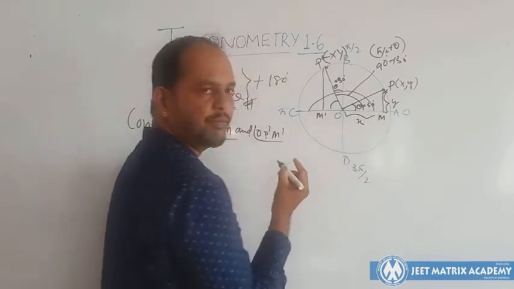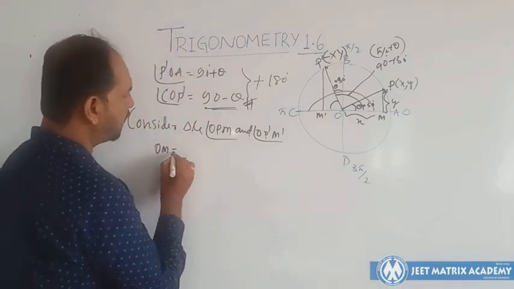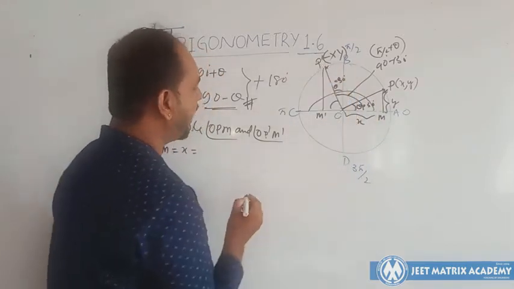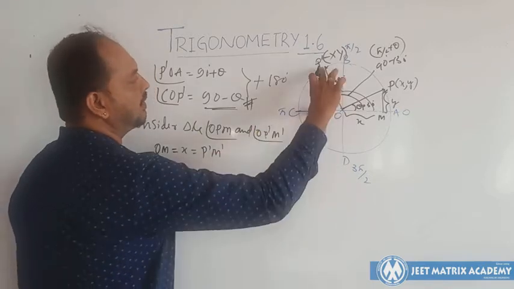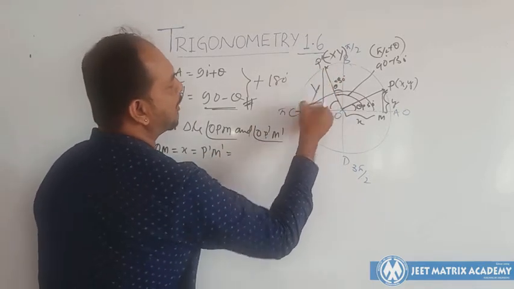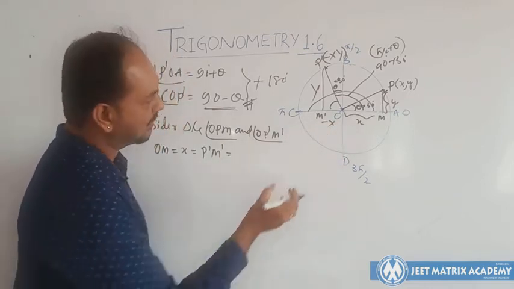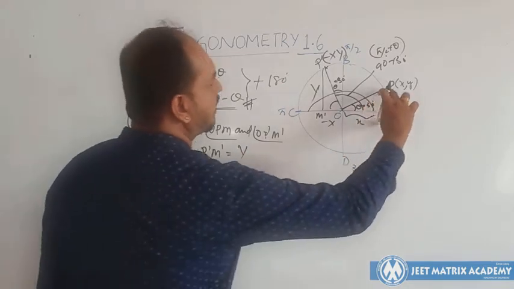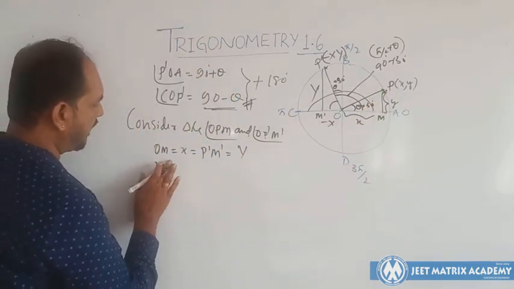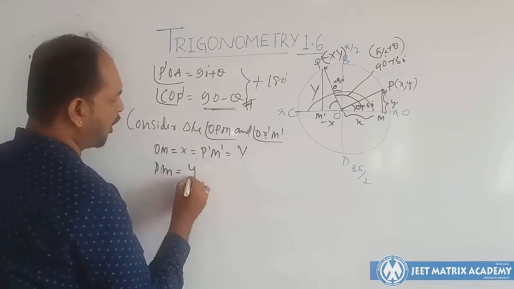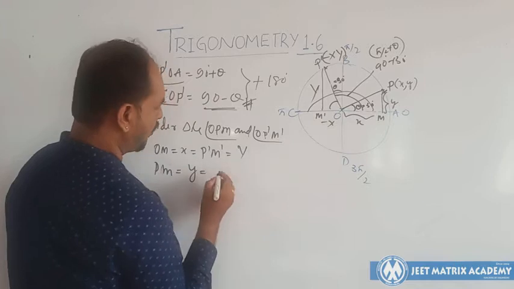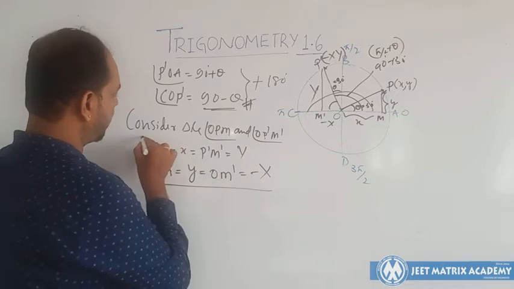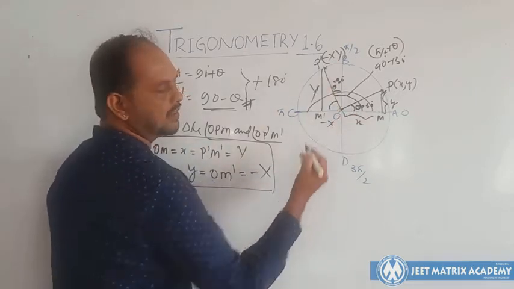So this OM, that is small x, will be equal to P dash M dash in the second quadrant. What is this? This is capital Y, agree? So this will be equal to capital Y. Similarly, my PM will be small y, which will be equal to this OM dash, that is minus x. This is the most important thing, because these are similar triangles.